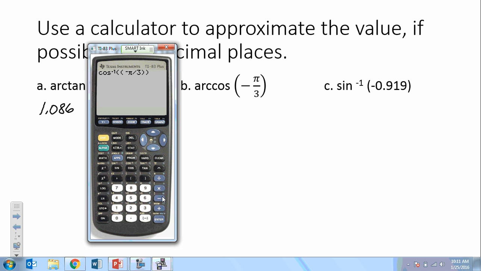Yes, it's outside of our restricted range, right? Our cosine says that we can only be, our domain for our inverse function here is from 0 to pi. We didn't say anything about negative pi over 3, right? So this is not even defined at negative pi over 3. It's defined between 0 and pi. So we would say undefined. Not possible.